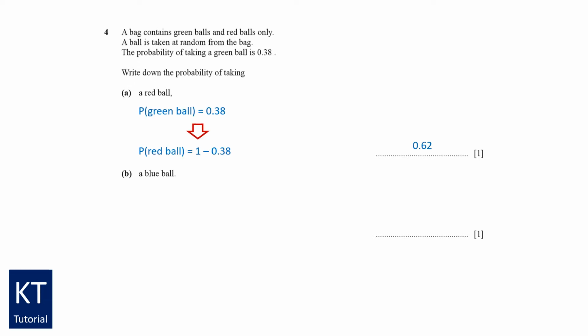I'm noting here that the probability of taking a green ball is 0.38. With the bag containing green balls and red balls only, the probability of taking a red ball is therefore the remaining probability. What now is the probability of taking a blue ball? The bag does not contain any blue balls, so the probability of taking a blue ball is 0.